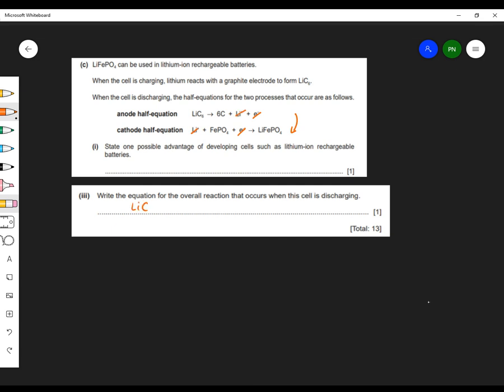So this is LiC6 gives 6C. We dealt with that. Oh, wrong one. Now I've got to put this in. FePO4, because it's on the left, gives me that plus LiFePO4. And there you go. Just add these two together and we get that. All right, that's question one done. Let me stop this now.